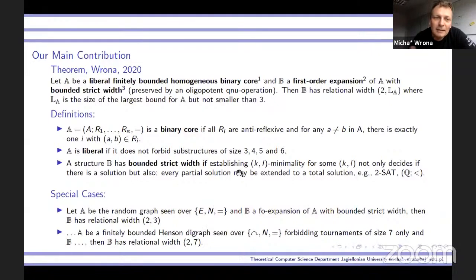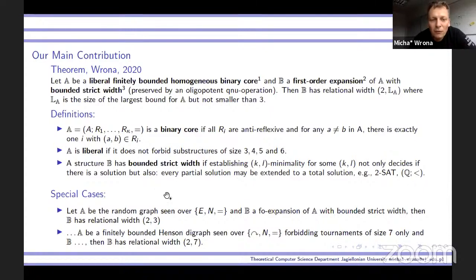So my contribution is the following. I start with a liberal finitely bounded homogeneous binary core, A, some kind of finitely bounded homogeneous structure. Then I go to the first order expansion, which has this bounded strict width, or equivalently it has an oligopotent quasi-unanimity operation. And this is B. And I show that this B has relational width exactly (2, l_A), where l_A is the size of the biggest forbidden substructure of A.